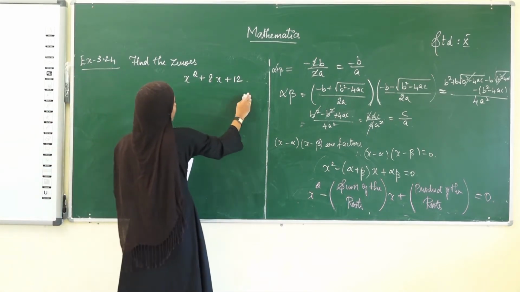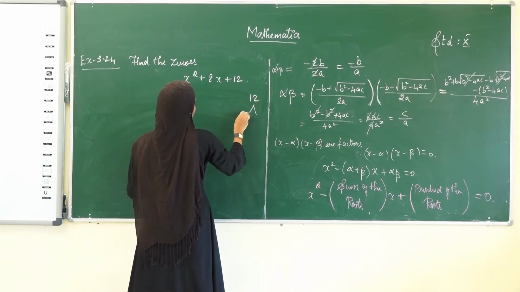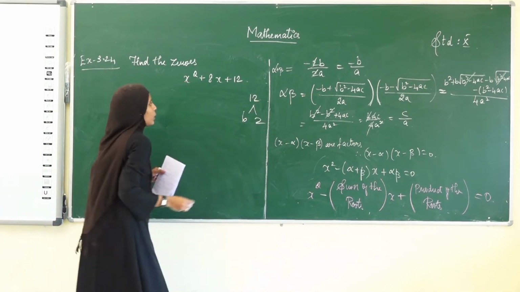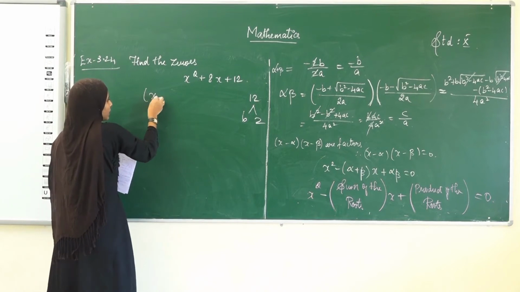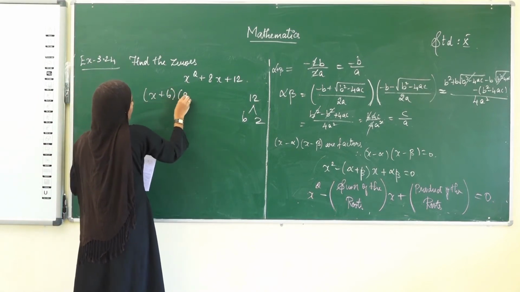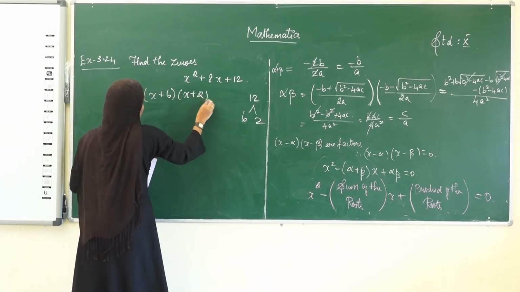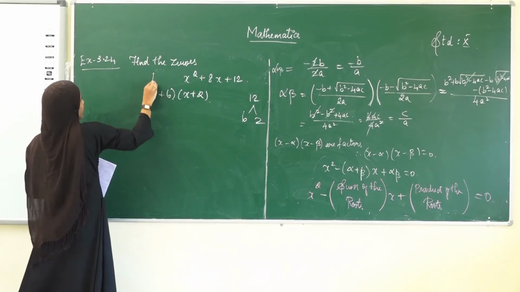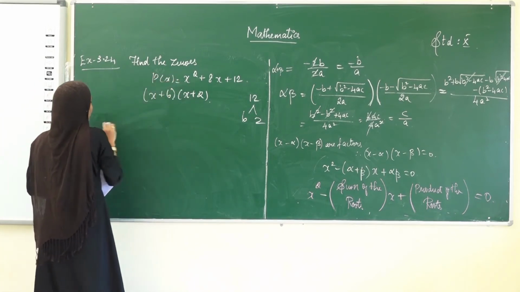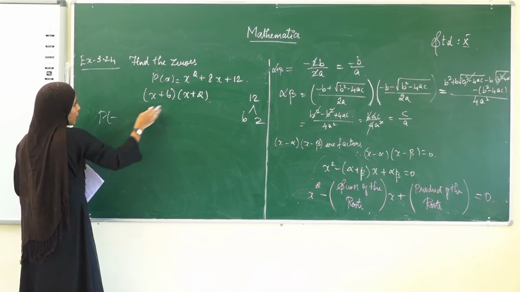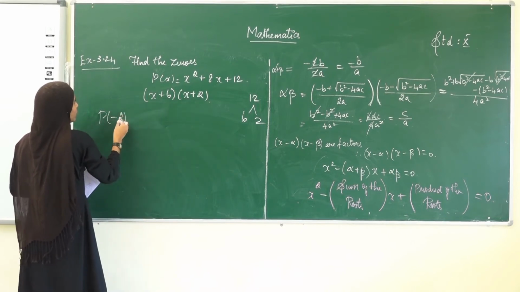See, first let us factorize this. We know 6 into 2 is 12, so the factors are (x plus 6) into (x plus 2). Okay, now let us take this as p of x. Now we are going to substitute minus 2 instead of x.